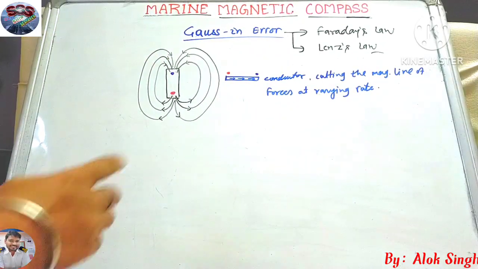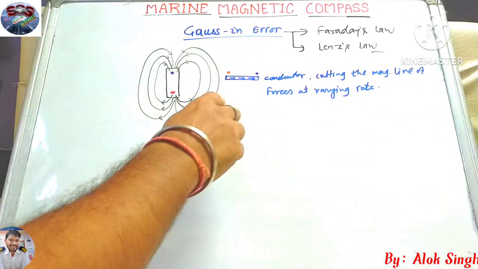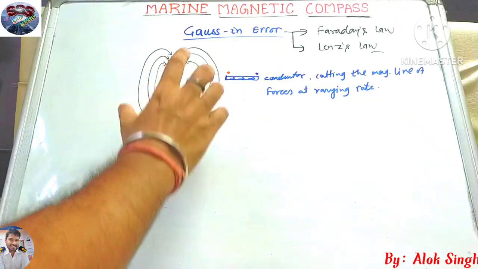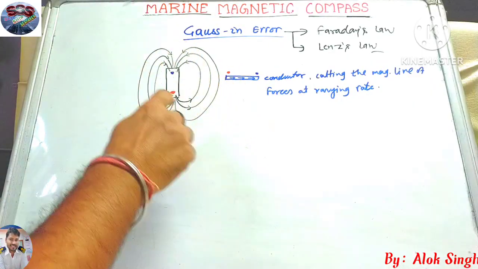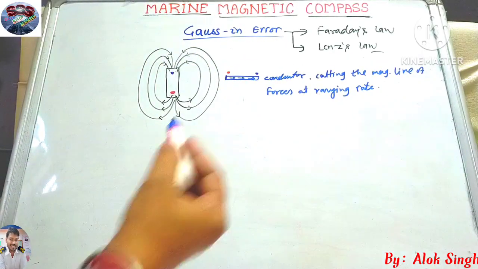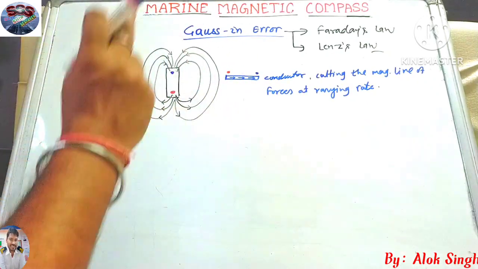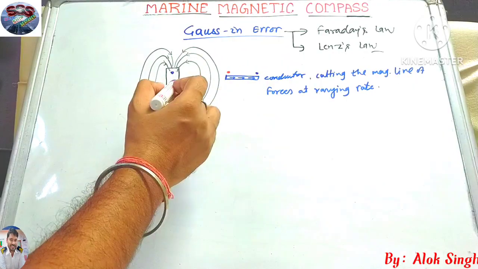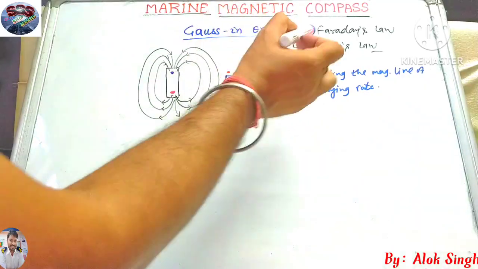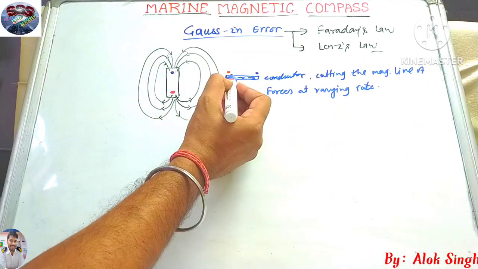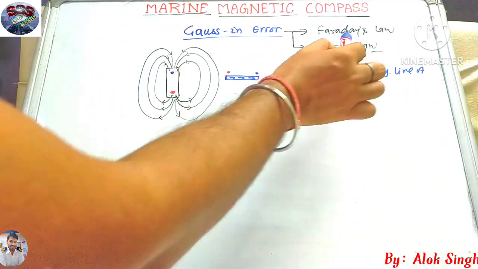So what does it mean? Suppose there is an external magnetic field and there is a conductor. If we are rotating this conductor, or rotating the magnetic field with respect to the conductor, so that the conductor is cutting the magnetic lines of force, and suppose you are rotating it in a clockwise direction, then as per Faraday's law, a current will be induced in this conductor. That was given by Faraday.